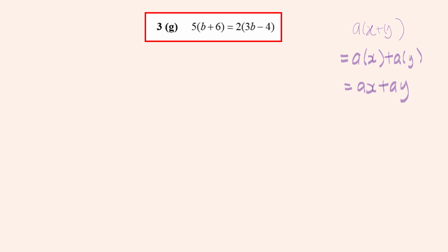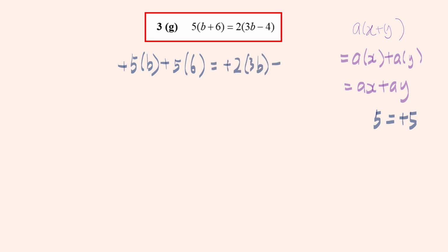So we're going to expand both terms. So we will have 5 bracket b plus 5 bracket 6. Remember what we said early on regarding this number 5? 5 is just positive 5. So it's actually positive 5 times b plus positive 5 times 6. Positive 2 times 3b plus positive 2 times negative 4. And so that will give you 5b plus 30 equals 6b minus 8.